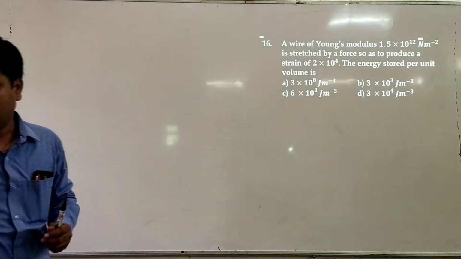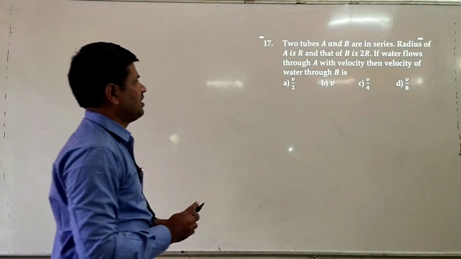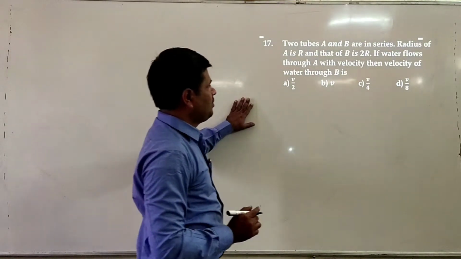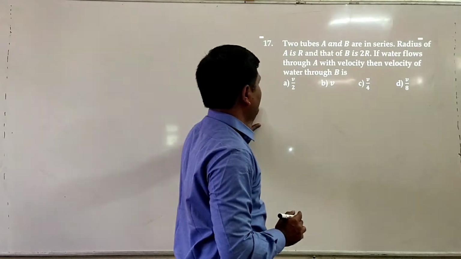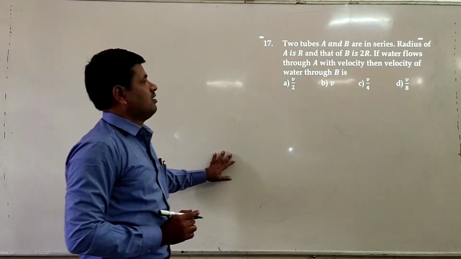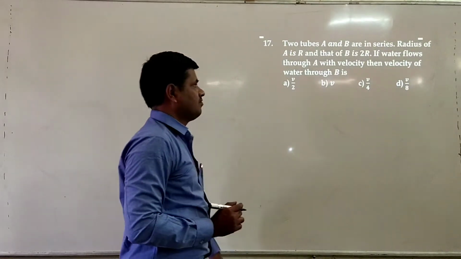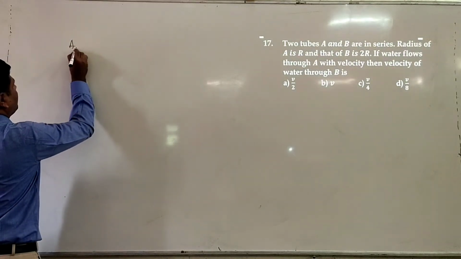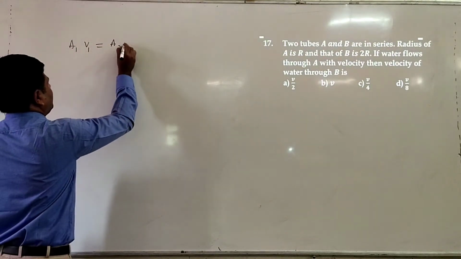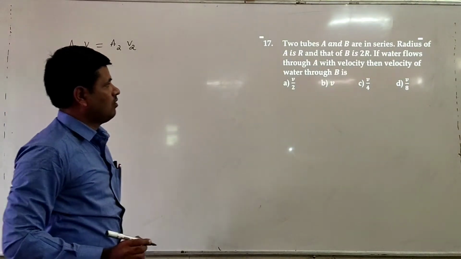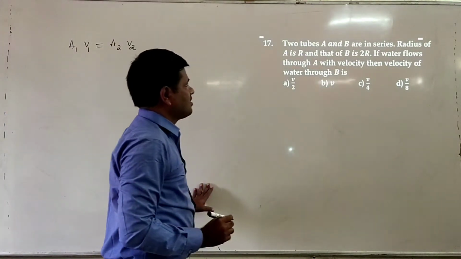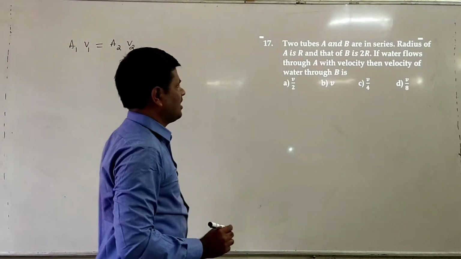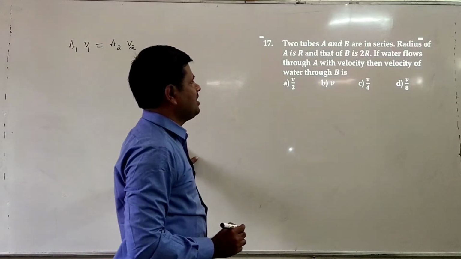Next we go to the question number 17. Two tubes A and B are in series. Radius of A is R, of B is 2R. If water flows through A with velocity V, then what is the velocity of water through B? Now we know that here we are using the equation of continuity formula, A1 V1 is equal to A2 V2. The velocity through A I have taken as V. The velocity through B is asked here.